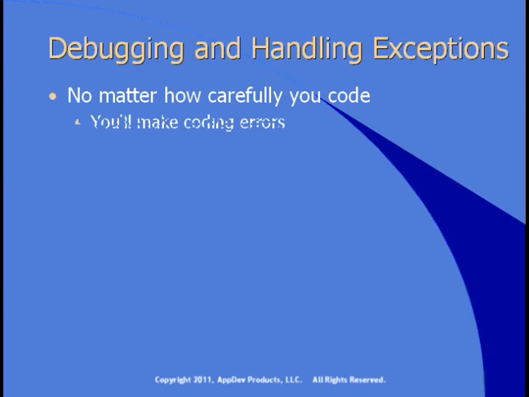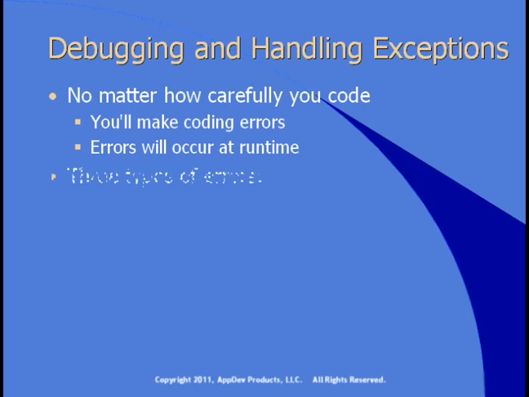No matter how carefully you code, you're going to make coding errors. Things are going to go wrong. Errors will occur at runtime. And there are basically three types of errors, some at design time, some at runtime.